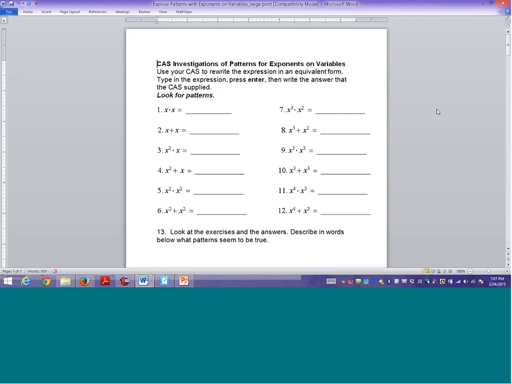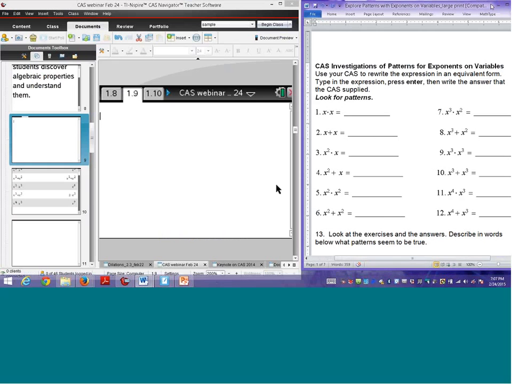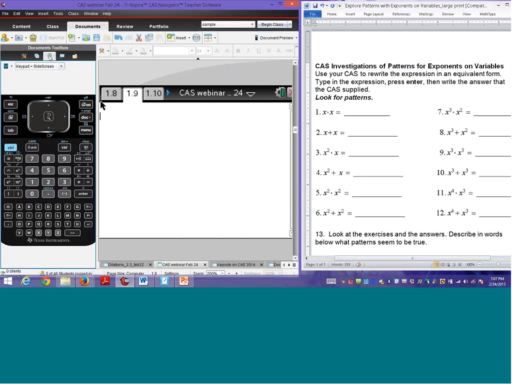So what you would do is the students would be given this sheet of paper and their CAS and say, type this in there, write your answer here. And they would work at their own pace, individually. So I'm going to go ahead and show you how that would work. Here is the CAS calculator, with the CAS screen right here. This is the gift or worksheet next to it. And it says to type in x times x.